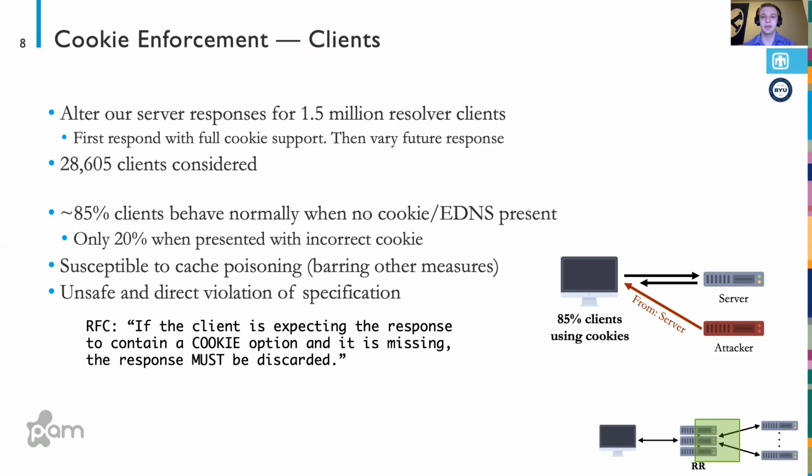What we found is that around 85% of clients behave normally when our server stopped including EDNS or stopped including cookies. However, only 20% would accept if we sent an incorrect client cookie. Only 20% would accept our message. So what this means is that more than 80% of clients that use cookies are still susceptible to that cache poisoning attack that I mentioned at the beginning, right?